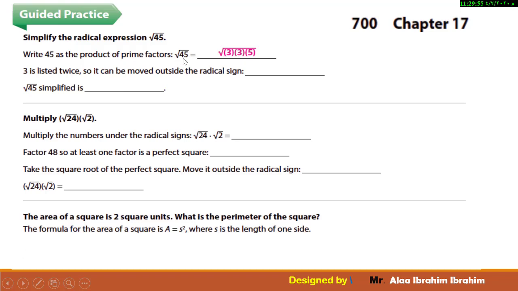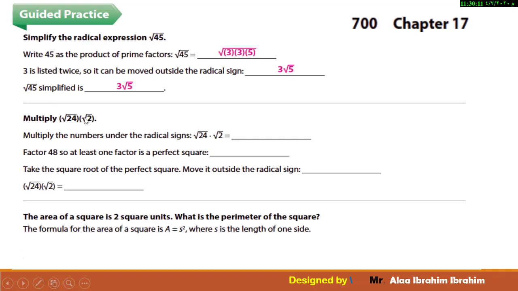So this one will become what? 9 has a square root, which becomes 3. So there will be 3 root 5, because there's no square root for 5. So we can move it like this. 45 simplified will be 3 root 5 finally.